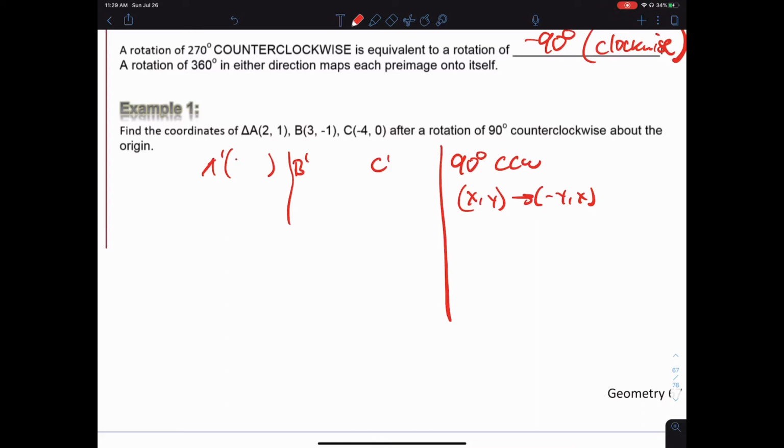So I interchange x and y, change the sign of the first. Interchange x and y, change the sign of the first. Interchange x and y, change the sign of the first. Preimage, image, preimage, image, preimage, image. So find the coordinates, we got them, and that's all because we have this memorized, hopefully.